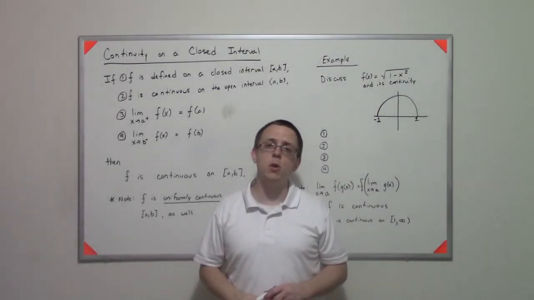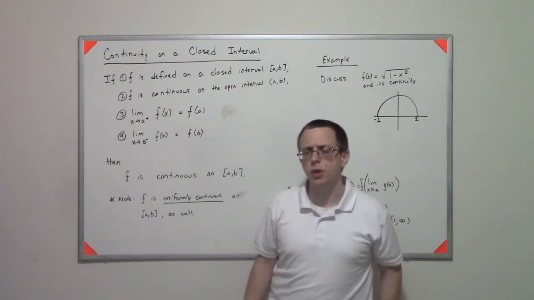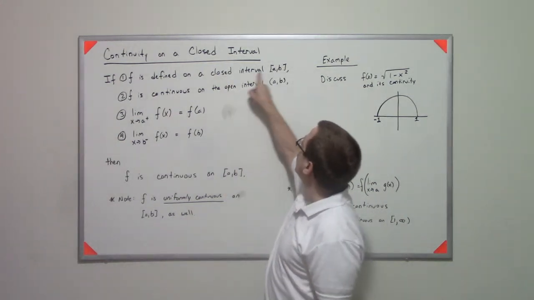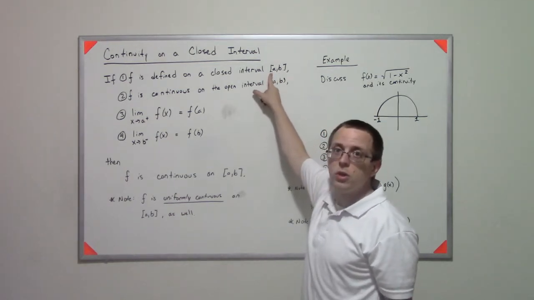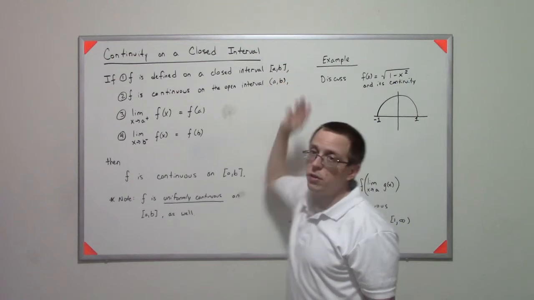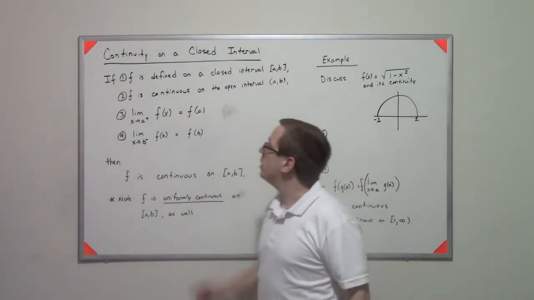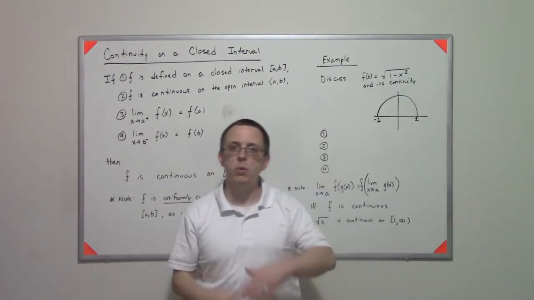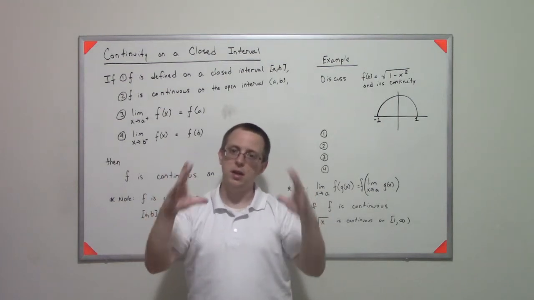We've spent some time talking about continuity on open intervals, but let's talk a little bit about it on closed intervals. So if I have a function and it's defined on a closed interval [a, b], that just means that it includes the endpoints. But let's say it's defined everywhere, even including the endpoints. And let's assume we know it's continuous on an open interval.